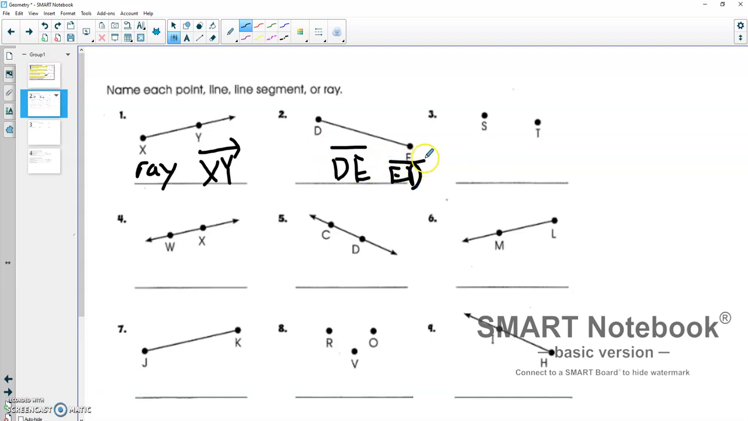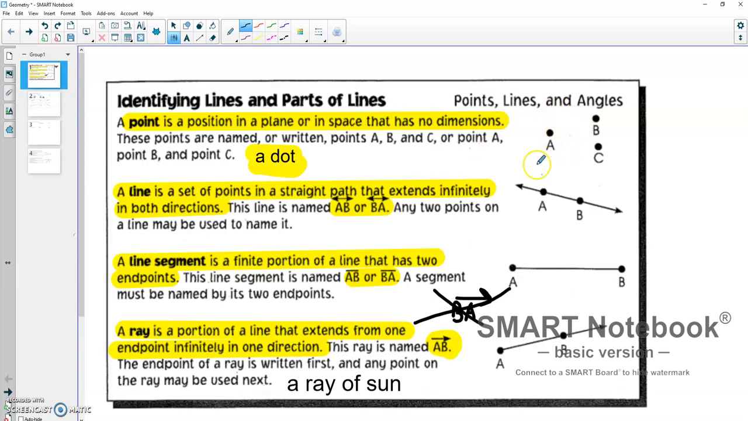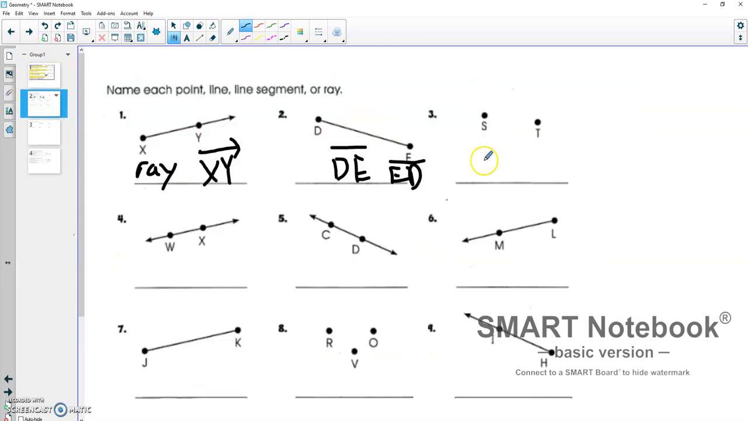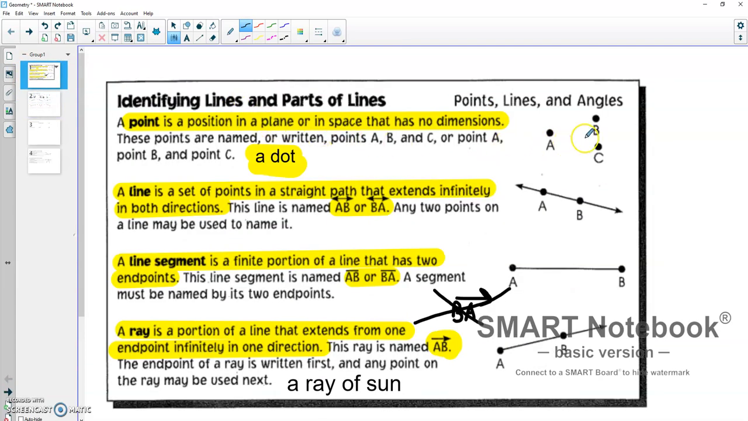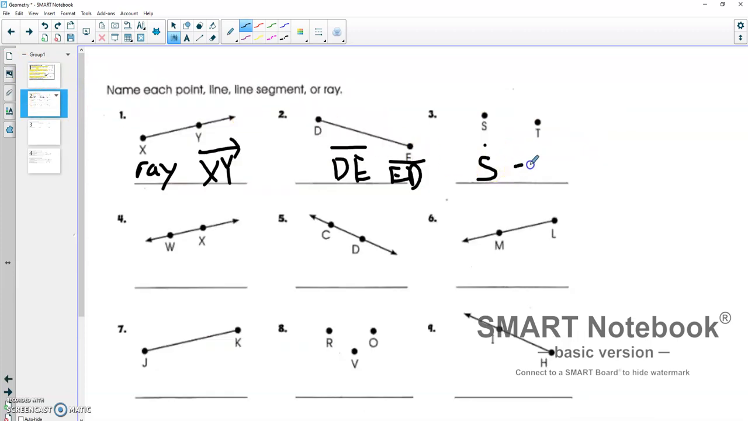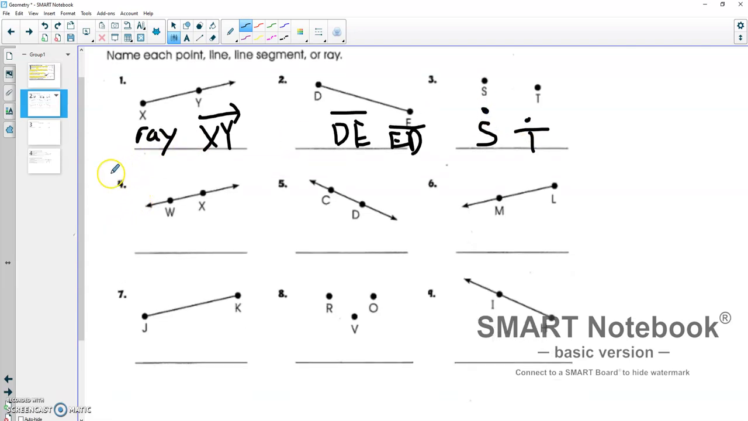If you wrote it like this, it would also be correct. I look at 3. I see 2 dots all by itself. There's no line in between. So I'm looking at a point. So again, I put an S and I put a dot. T and a dot as well. I want you to be able to do the rest on your own.